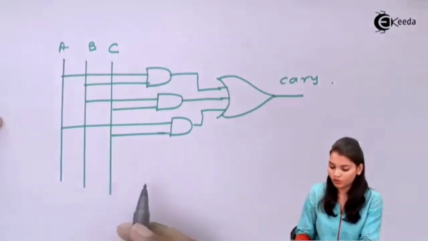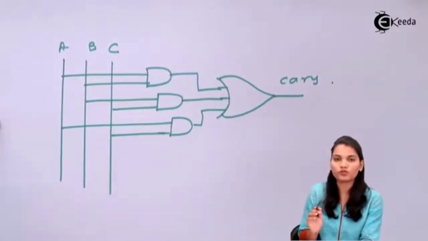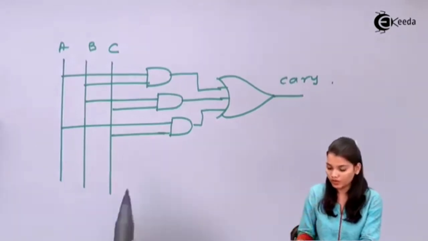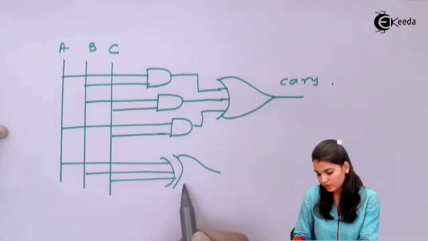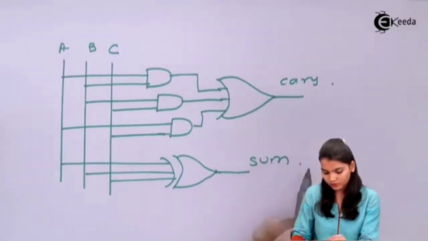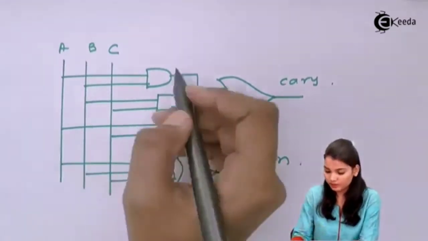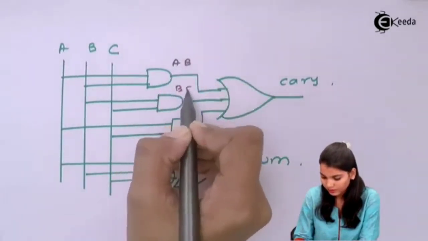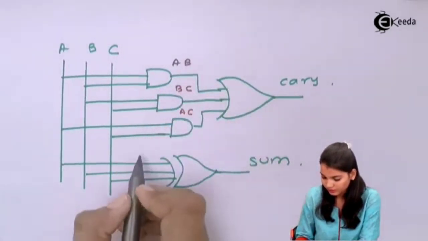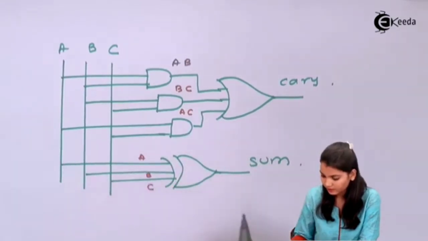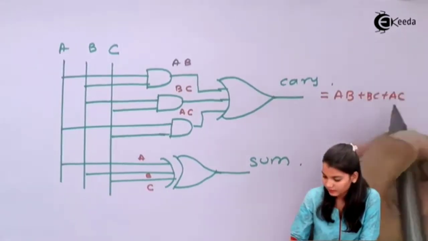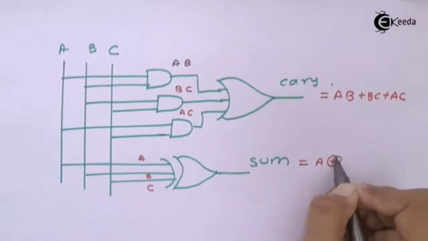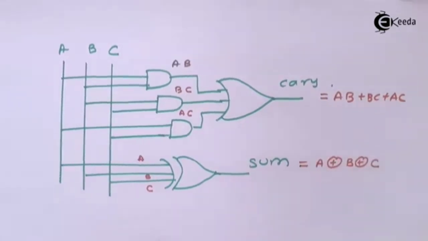Now for the sum, what we will do is, we used to add A plus B, then B plus C. Okay, so here we can perform the addition using the simply XOR gate. This is the sum. So my final equation will be, this is AB, BC and this is AC. This will be A, B and C. So for the carry, we will have the equation AB plus BC plus AC, and for the sum we will have A, B and C. So this is the final equations of the carry and sum for the full adder.